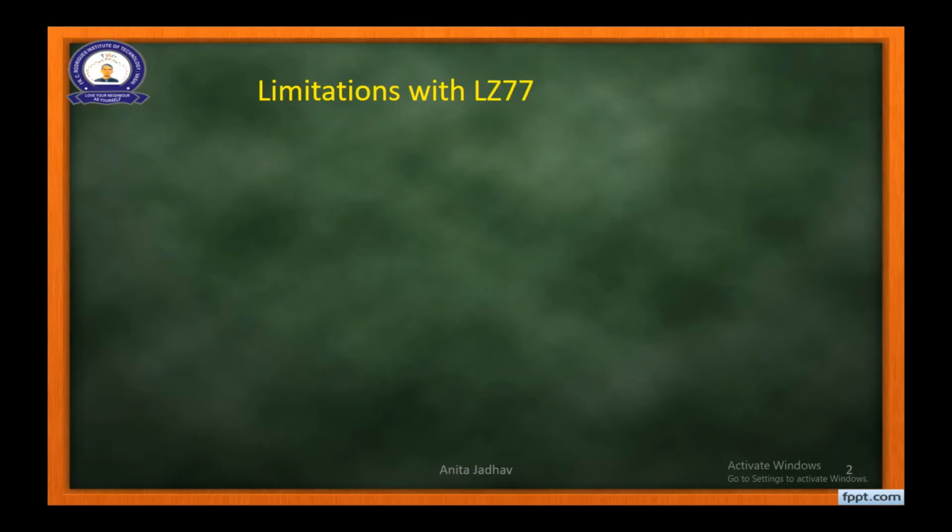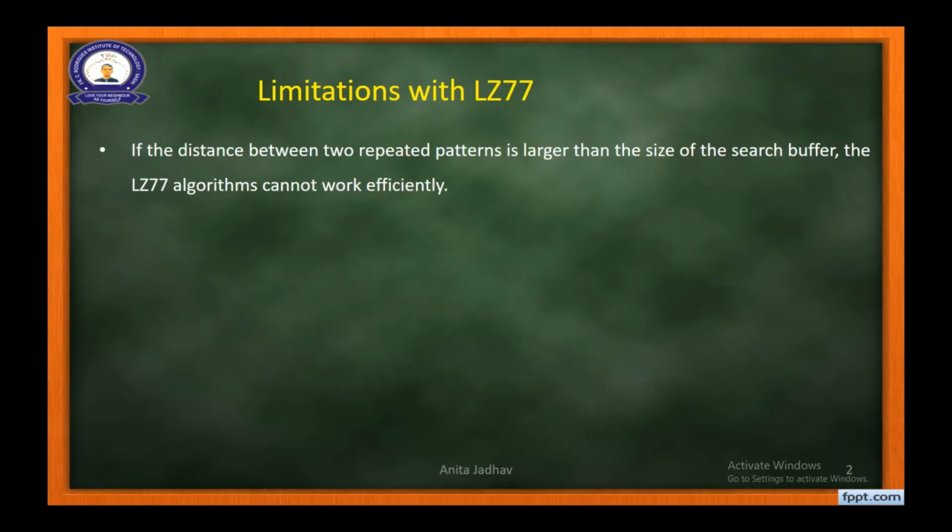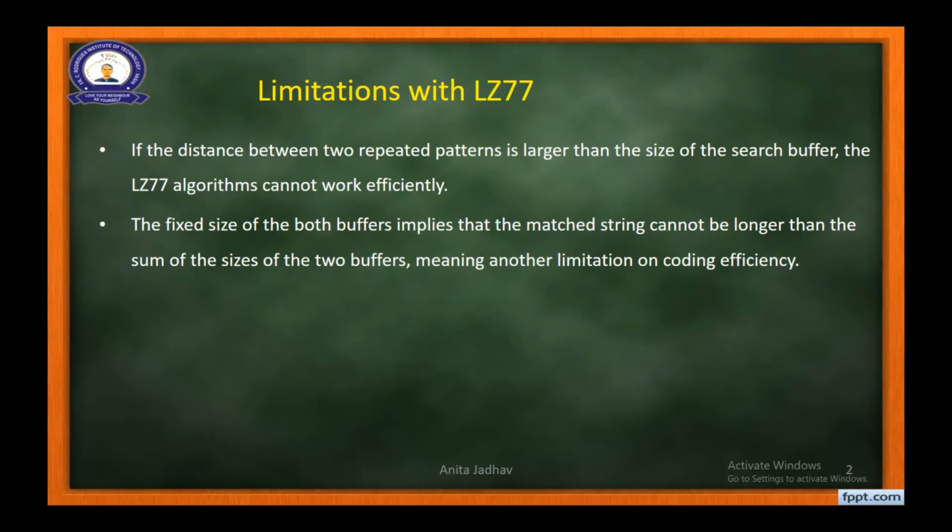If you remember, the slide in the last video was the worst case condition of LZ77, where it failed miserably by one character. So if I have to write this problem, I will write: if the distance between the two repeated patterns is larger than the size of the search buffer, the LZ77 algorithm cannot work efficiently. The fixed size of both the buffers implies that the match string cannot be longer than the sum of the sizes of the two buffers.